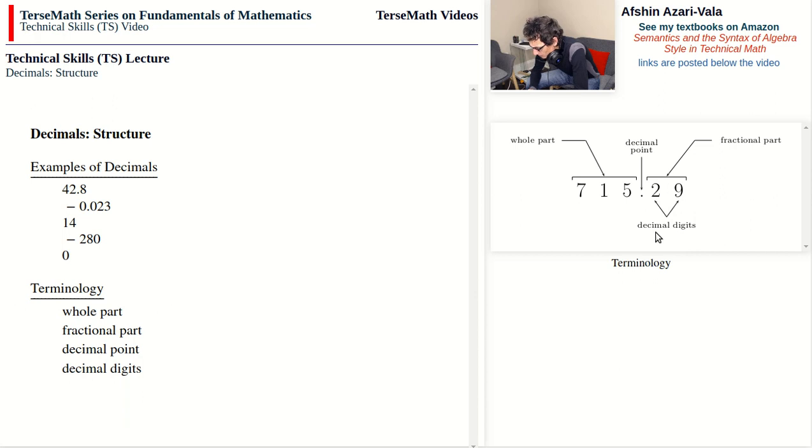All right. Following the terminology, let me give you 2 more examples, just to make sure that we have an understanding of how the terminology works. In 5.3, 5 is the whole part, 3 is the fractional part. We have the decimal point, and there is 1 decimal digit. That digit is 3.